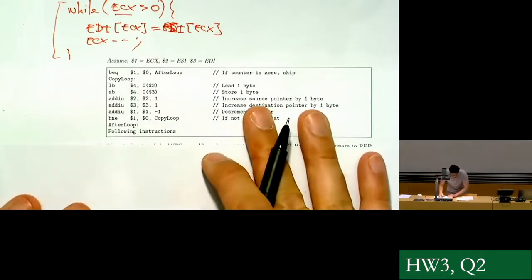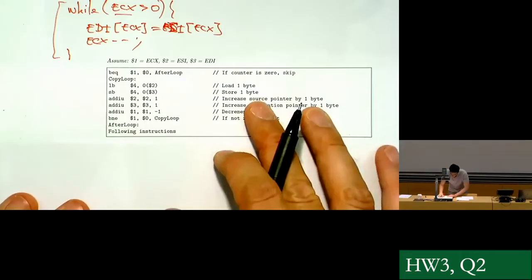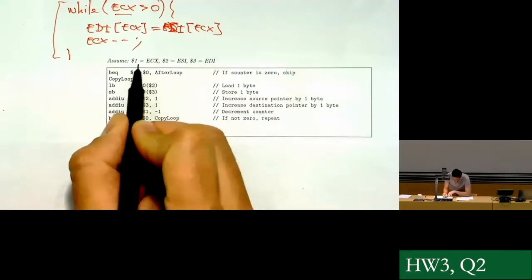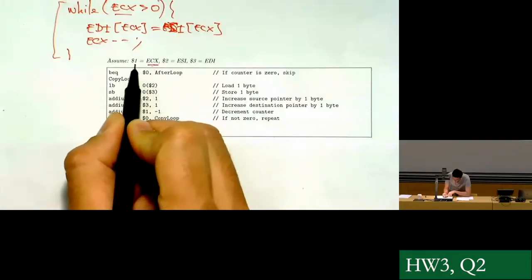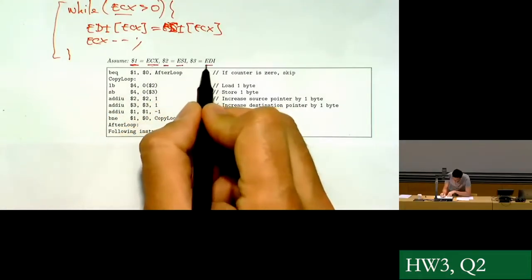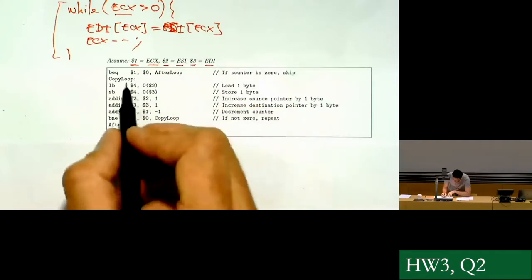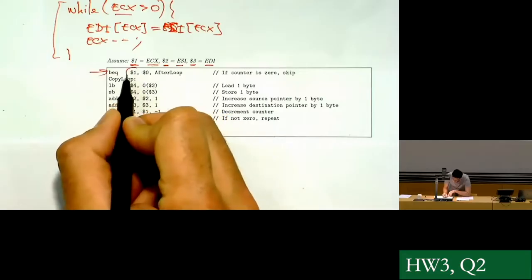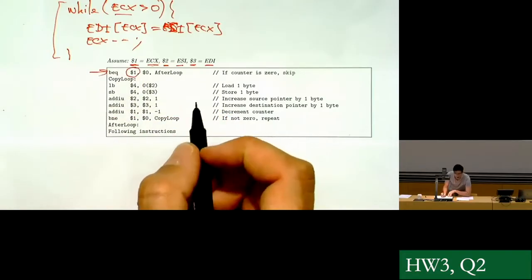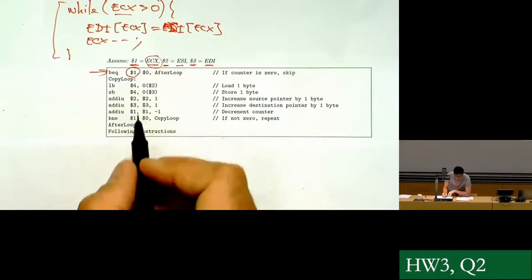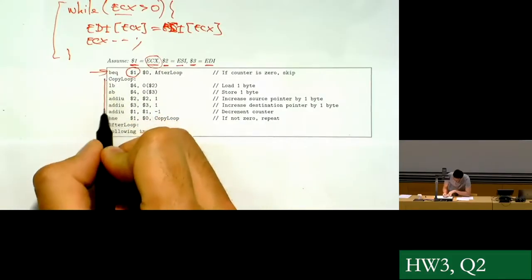And here what we have is the MIPS code. We assume that ECX is stored in register 1, ESI is in register 2, and EDI is in register 3. The first thing that we do is check the value of register 1, that is the value of our counter, and if it's not 0, we go to the loop.